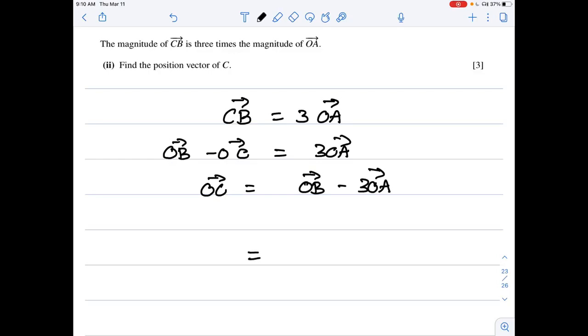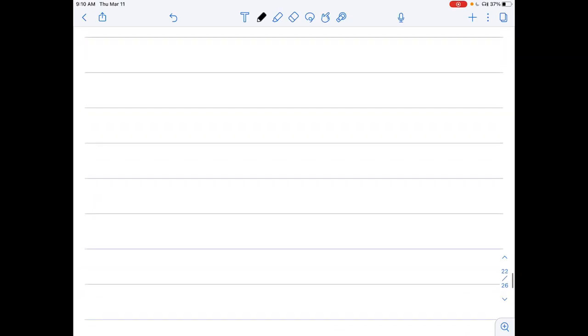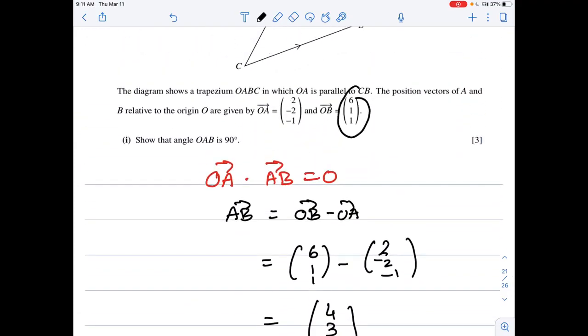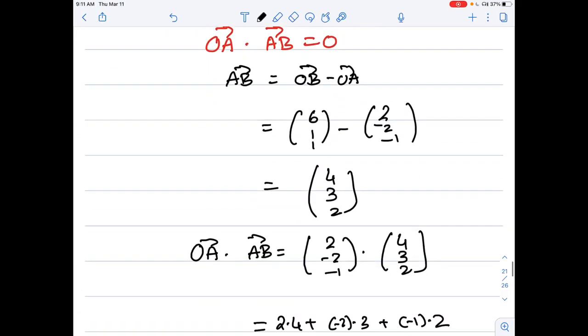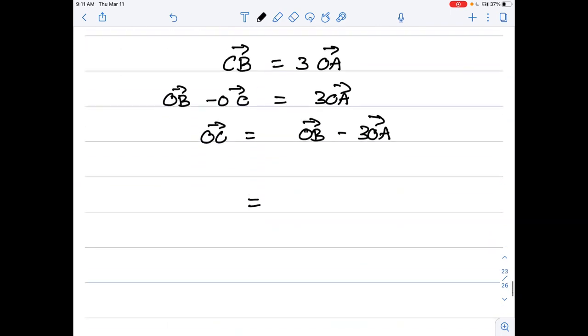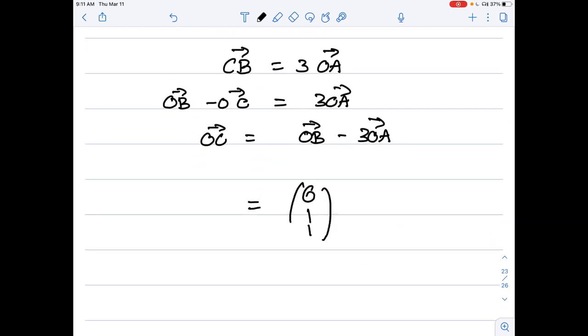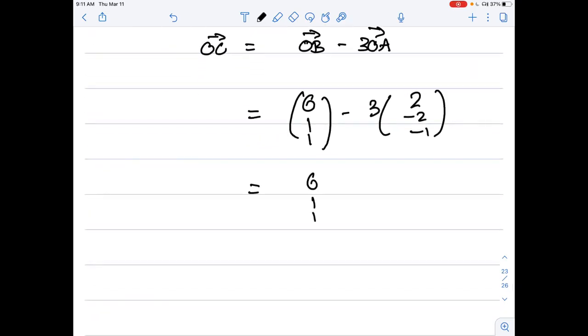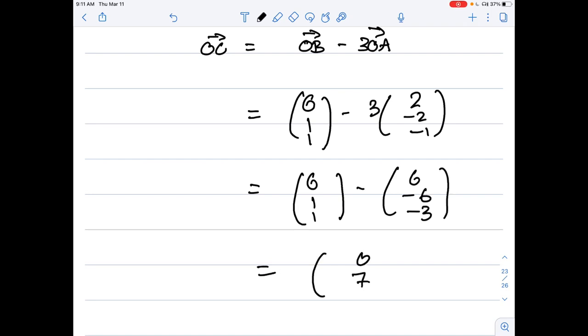So what is OB? Let us scroll up and check. OB is (6, 1, 1) and OA is (2, -2, -1). So (6, 1, 1) minus 3 times (2, -2, -1). So I get from there (6 minus 6, 1 plus 6, 1 plus 3). So that becomes (0, 7, 4). So this is OC, (0, 7, 4).